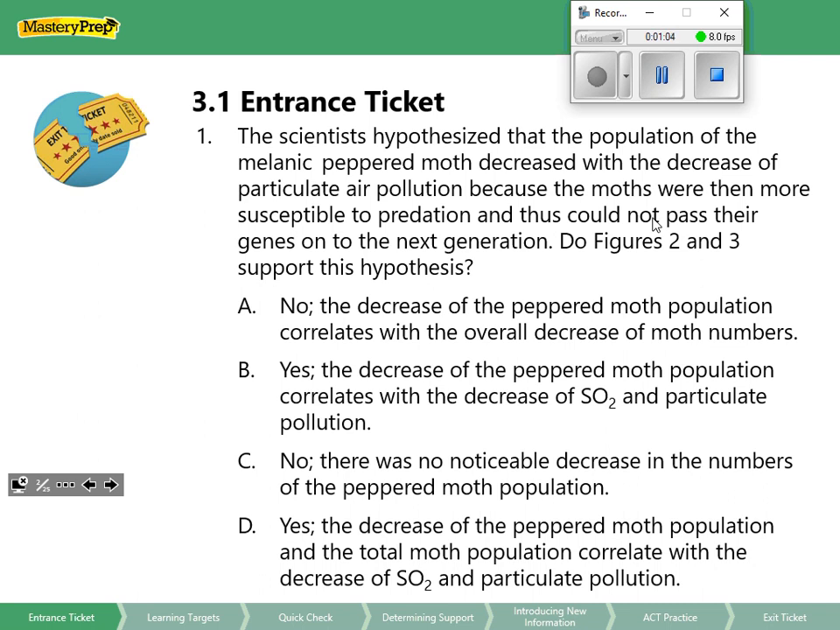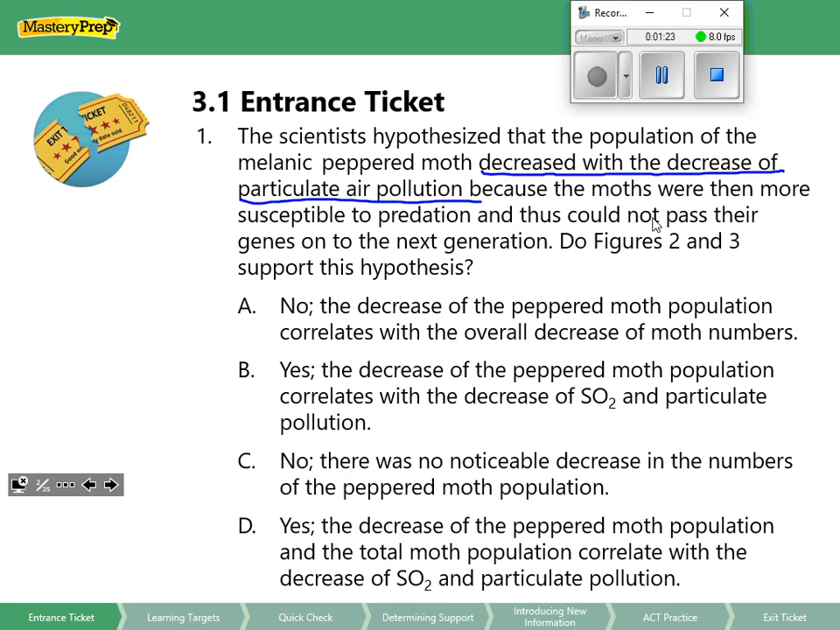In particular, let's see here. The negative population with the decrease of particulates in the air. So what are we expecting to see? A decrease, because they're supposed to be decreasing, yes?